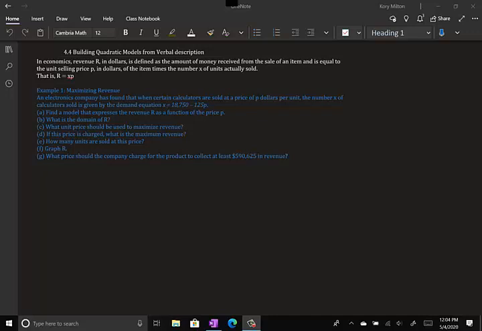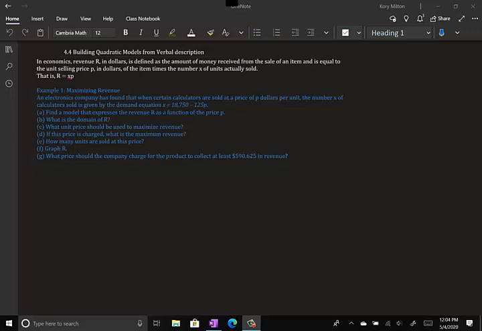4.4 Building quadratic models from verbal description. So in economics, revenue R in dollars is defined as the amount of money received from the sale of an item and is equal to the unit selling price P in dollars of the item times the number X of units actually sold. So all that is saying is R equals X times P.